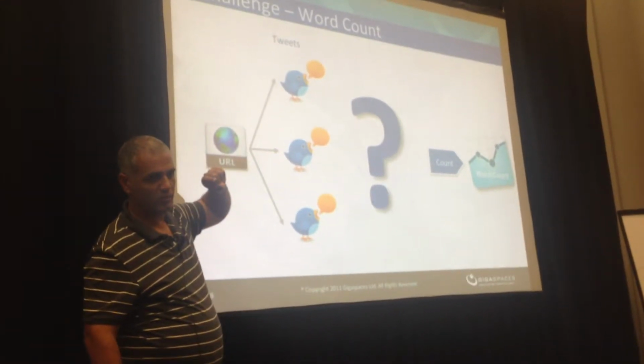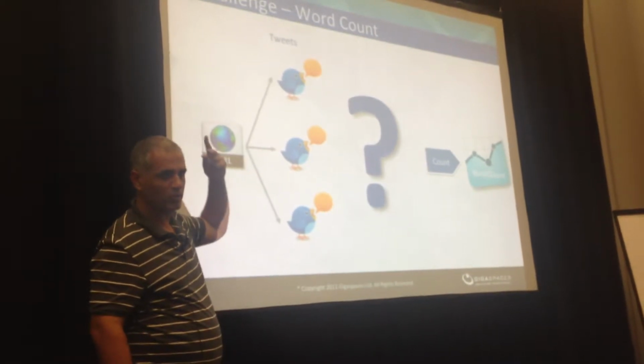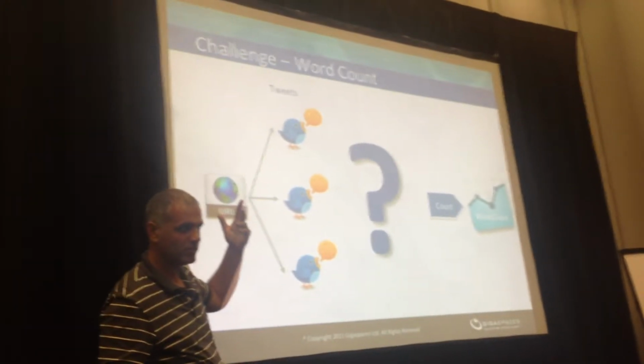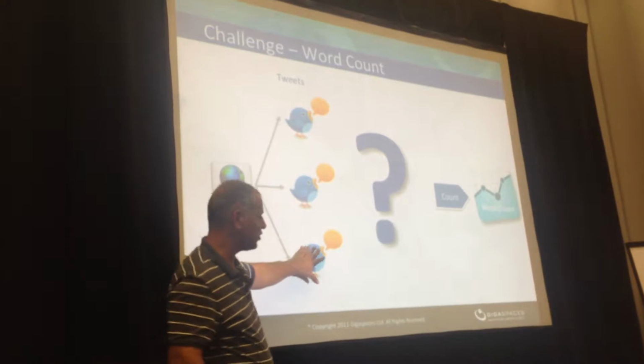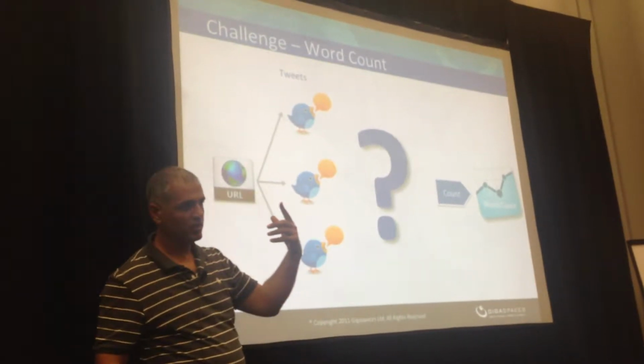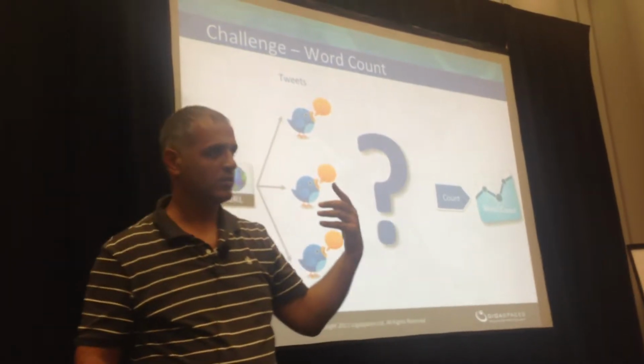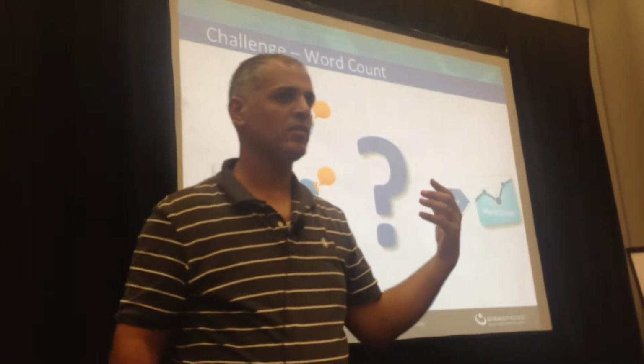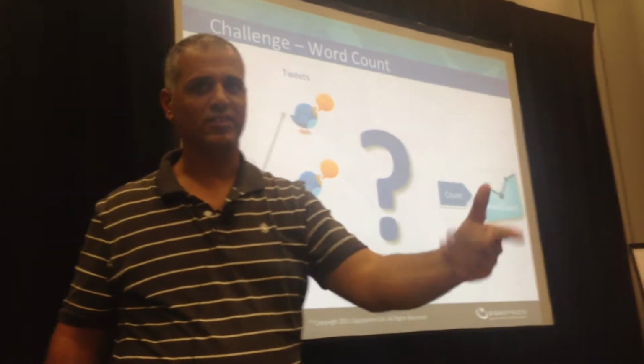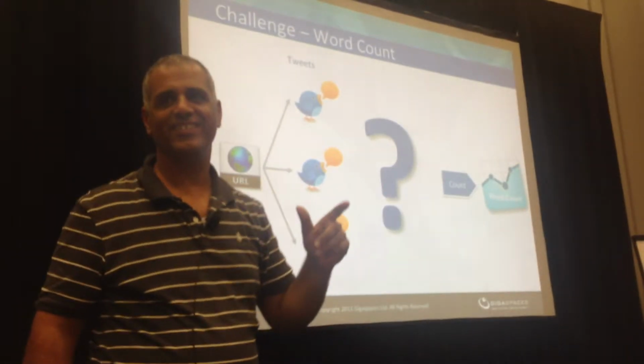How many Dwaynes do we have? 2. Who knows that? No one. Exactly. So each one of them thinks that they only have one Dwayne. How do we solve that?